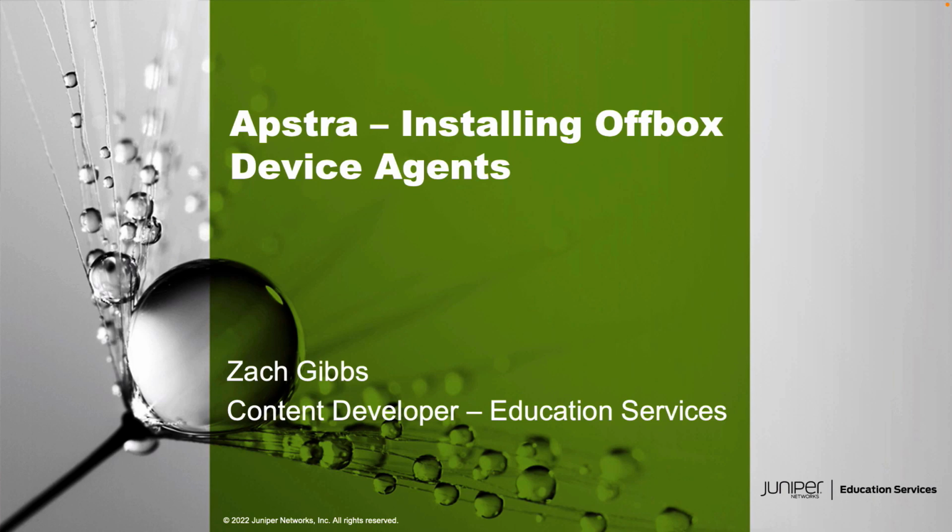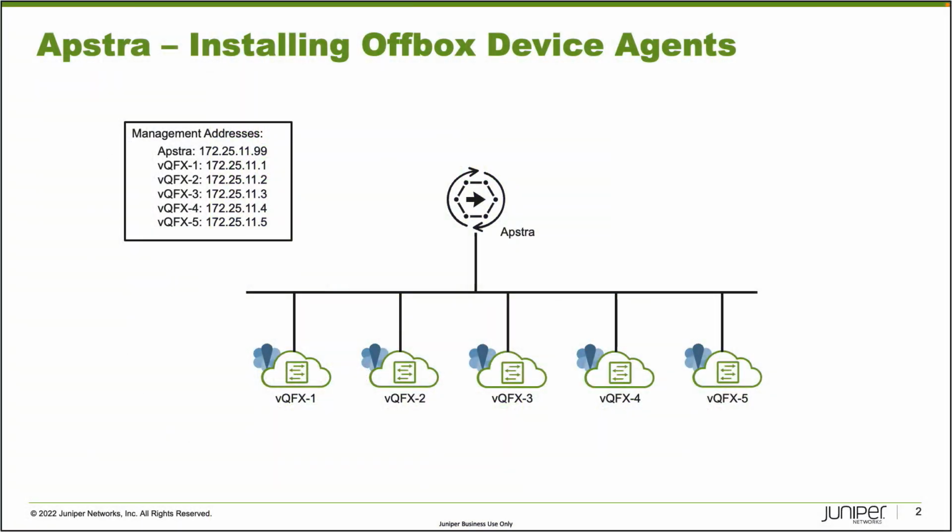And today we will be going through the Apstra installing Offbox Device Agents Learning Byte. Here is our topology. We have the Apstra server, and then we have 5 QFX devices. You can see the management addresses on the left: Apstra's management address, and then the QFX devices, whose management addresses are the 172.25.11.1, then .2, .3, .4, and .5 addresses. Since these are Junos devices, we want to install Offbox Device Agents with those devices. So with that being said, let's jump to the Apstra web interface and get this going.